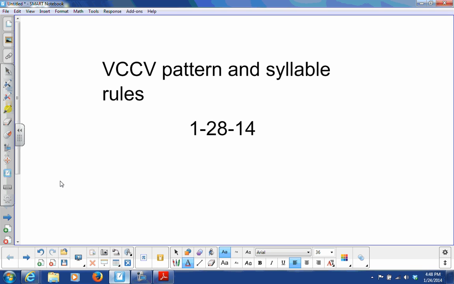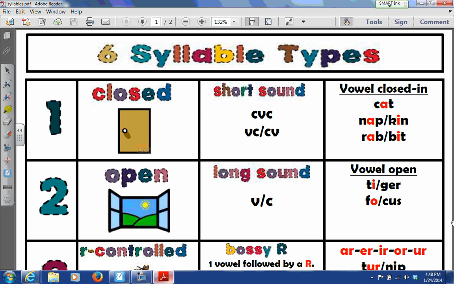So I sent you home with a syllable rules chart. You can glue that into your notebook and make notes next to it if you would like. But first, let's take a look at those syllable rules before we go any further. All right, so there are basically 6 syllable types.